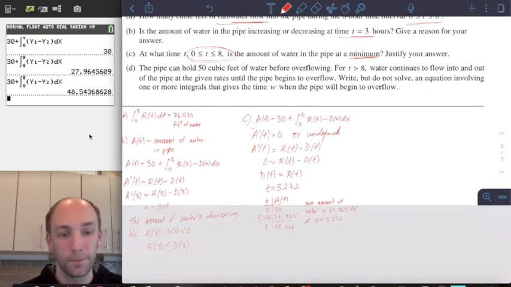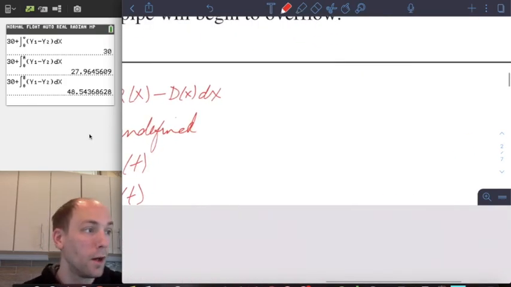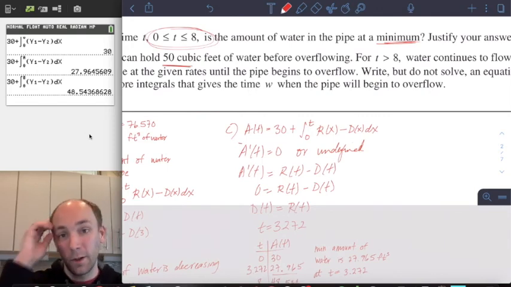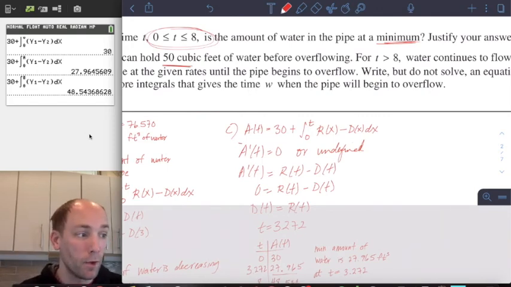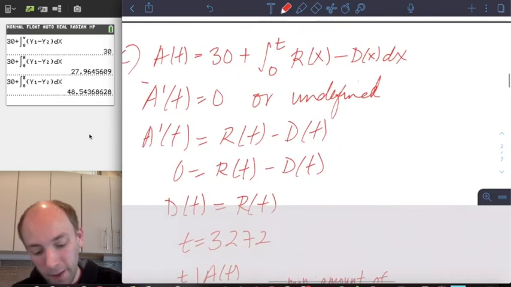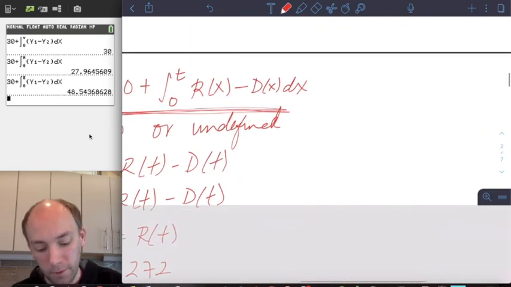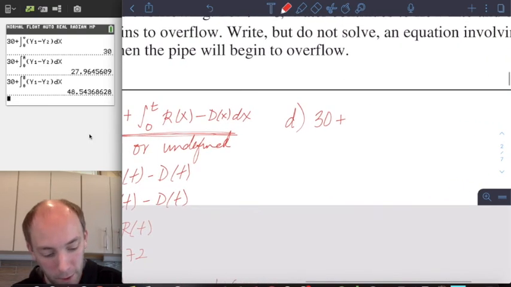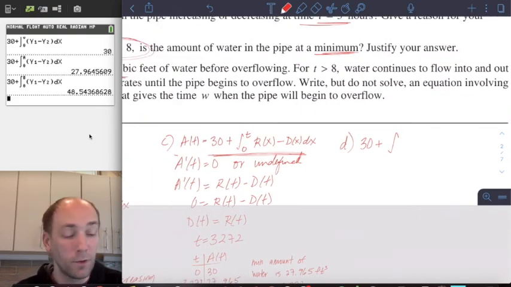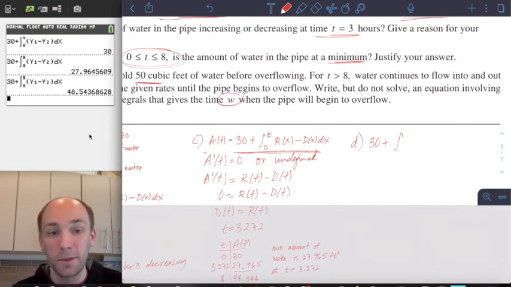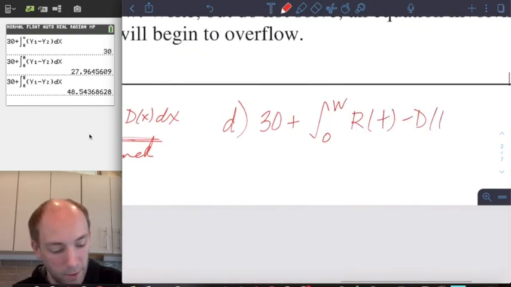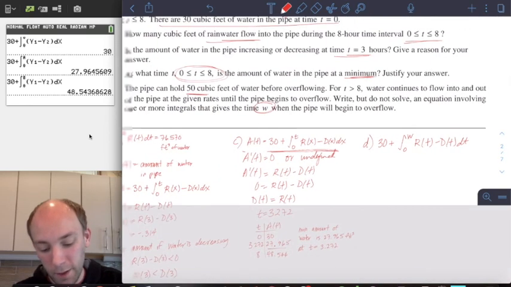Okay, so I want to know when this pipe will begin to overflow. So because it can hold 50, we want to know when it is going to be 50 or more, right? So we're going to take this equation, this represents the total amount, 30 plus the integral, and because I'm solving for w, the time is w, I'm going to change it from 0 to w of r of t minus d of t. And I want to know when is it going to be 50, right?